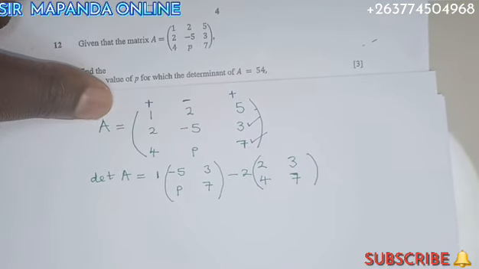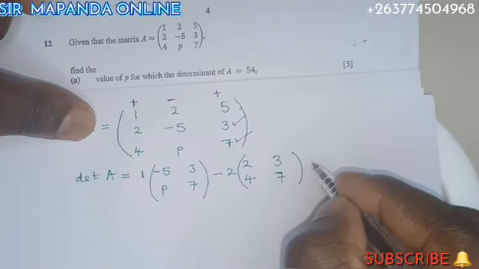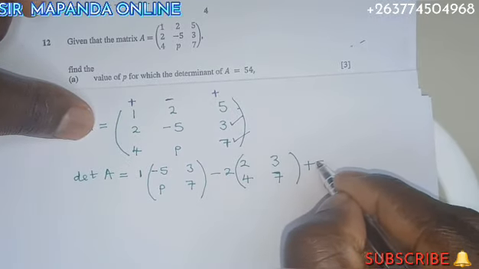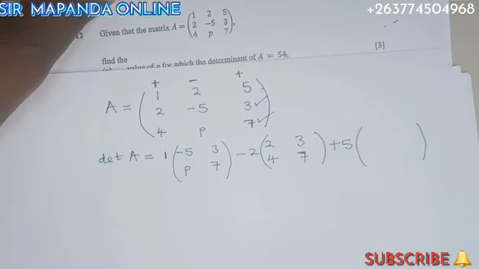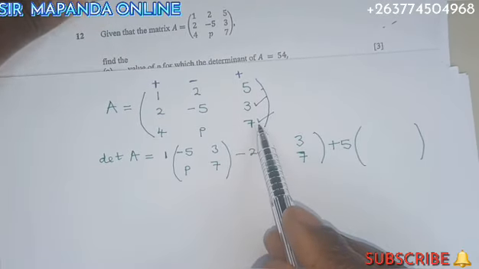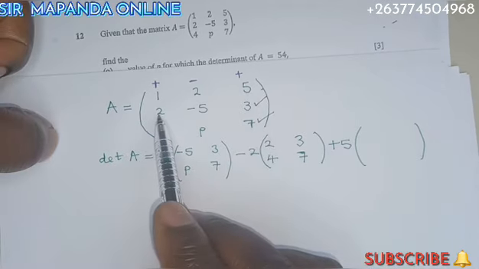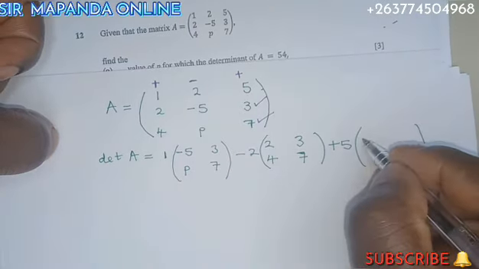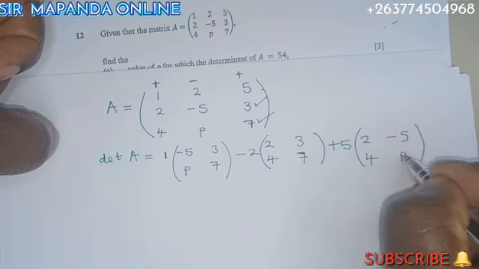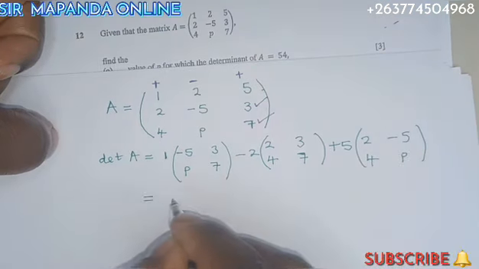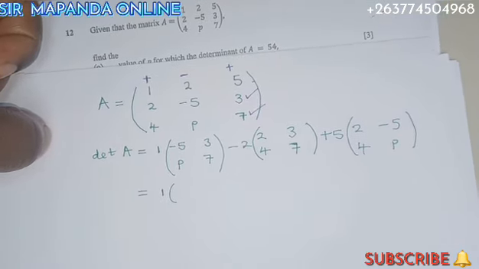Then you move on to the last one. We are given plus 5, so I'm going to write plus 5 here. Then you put an open bracket. We are looking for 4 numbers in the second row and in the third row which are not aligned with 5. So the numbers are 2, minus 5, 4, and P. Right, I hope you are following, class. Then we move on to the next stage.